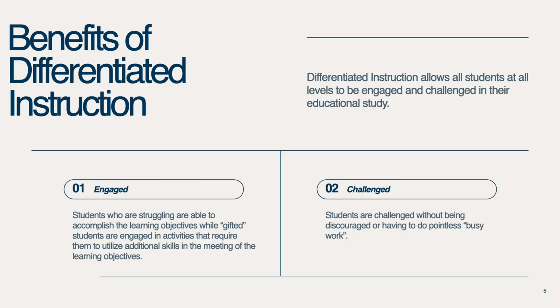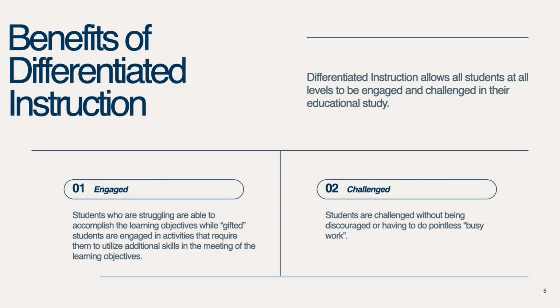Engaged. Students who are struggling are able to accomplish the learning objectives, while gifted students are engaged in activities that require them to utilize additional skills in the meeting of the learning objectives. Engaged. And challenged. Students are challenged without being discouraged or having to do pointless busy work. There's nothing more frustrating than being given a stack of busy work because you finished your exam or test early. And so those are some of the benefits of differentiated instruction.